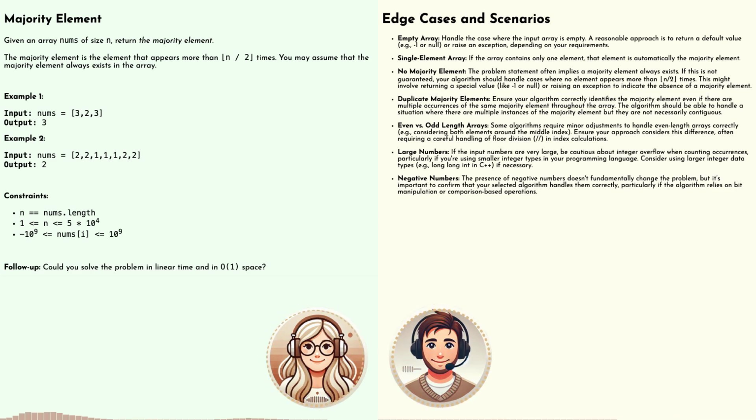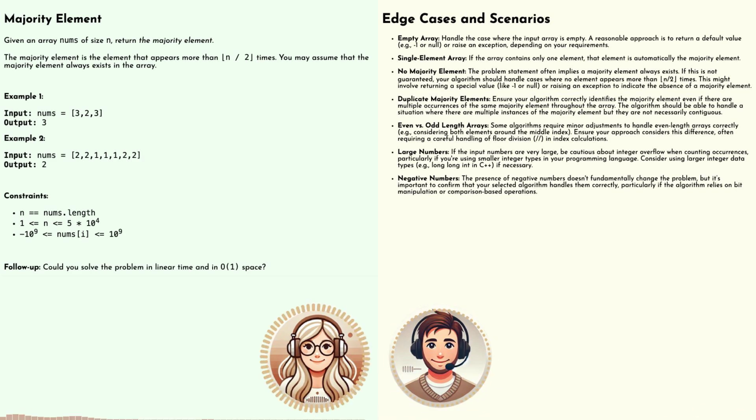And there's another potential advantage here. We can often sort the array in place, meaning we don't need to allocate a bunch of extra memory proportional to the size of the array. So in terms of space complexity, sorting could be more efficient than using a hash map, if memory usage is a major concern.